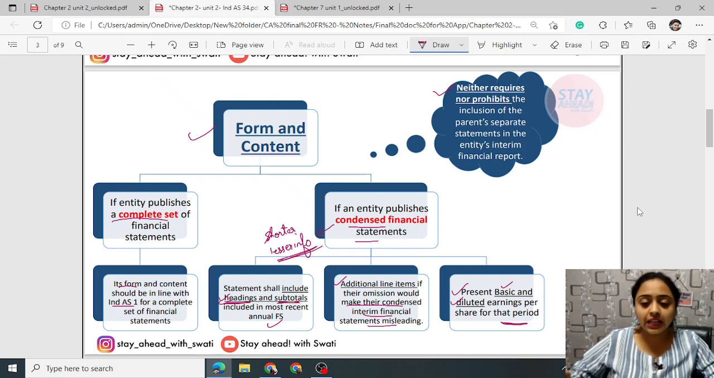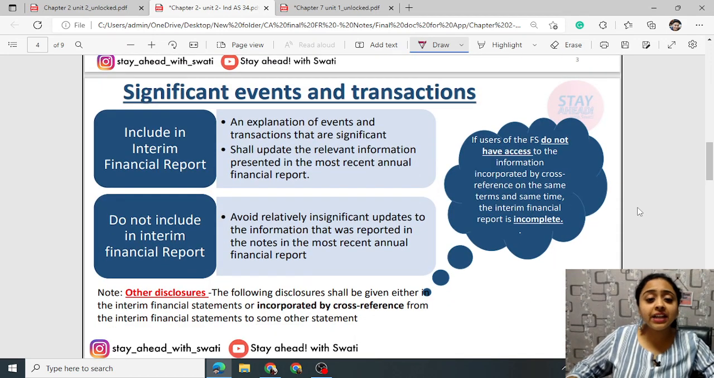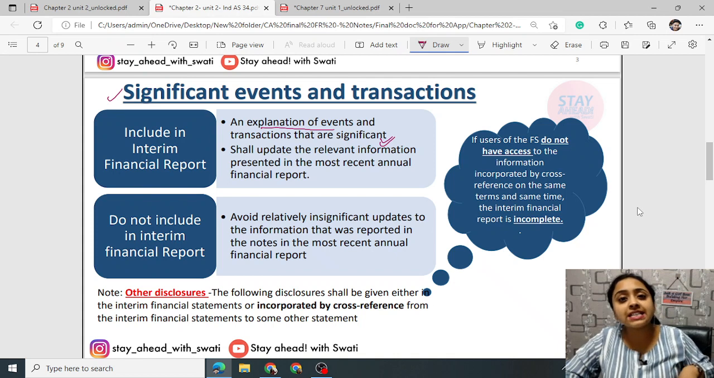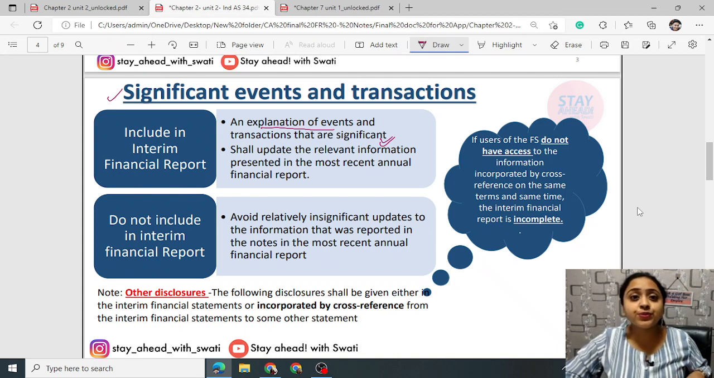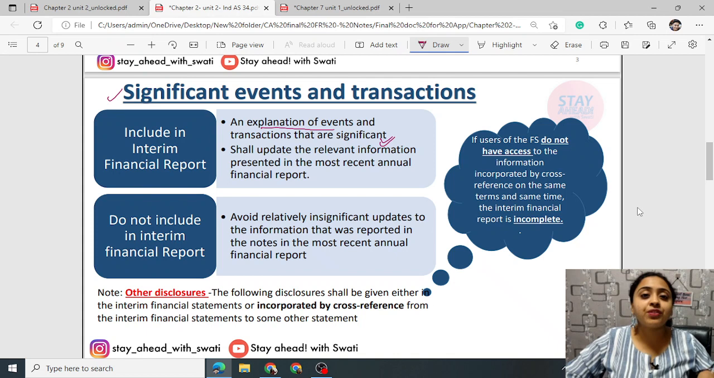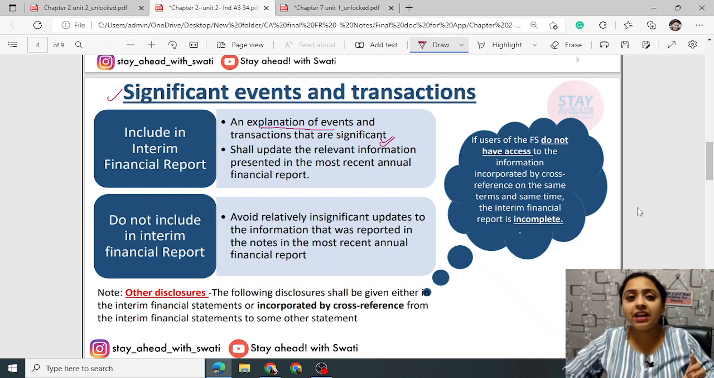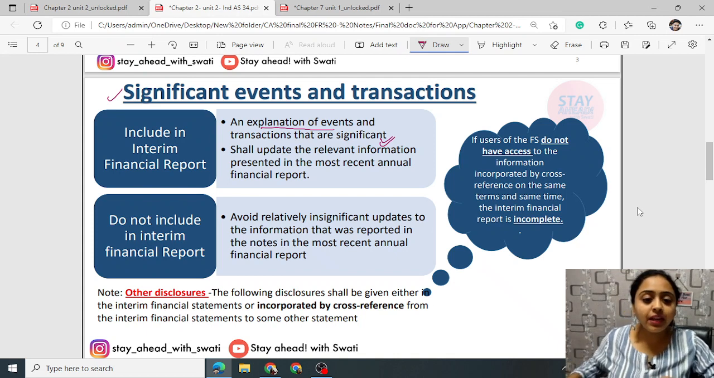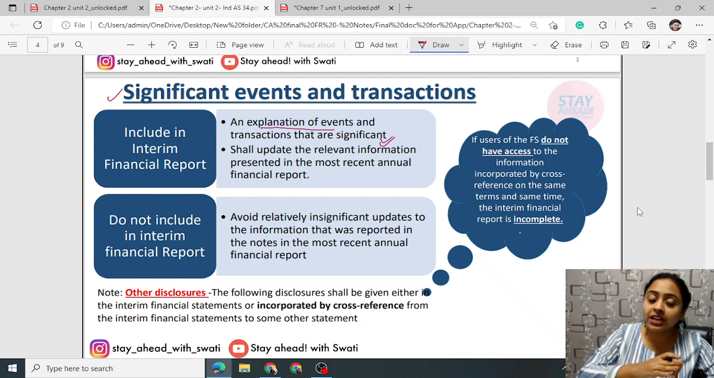Okay. Next, significant events and transactions. Include in the interim financial report an explanation of the events and transactions that are significant. If there is any significant transaction, what does significance mean here? Significance means which has an impact on the financial statements, which will have an impact on the user of the financial statement. These are known as significant. An explanation of events and transactions that are significant needs to be included in the interim financial statements, though lesser information can be shown.